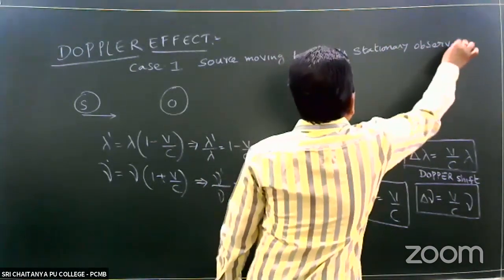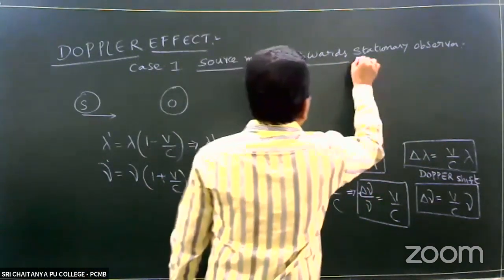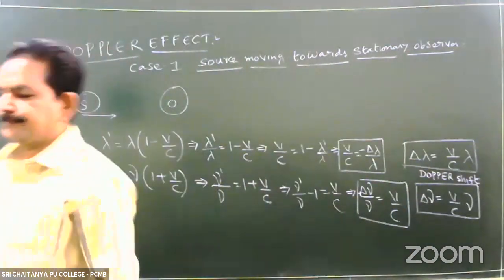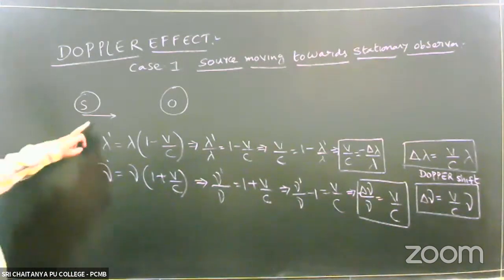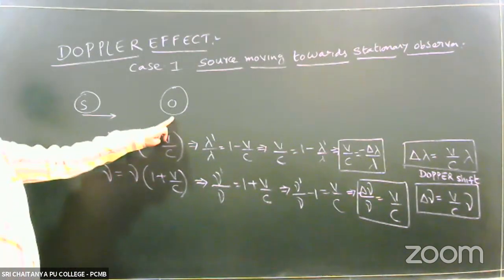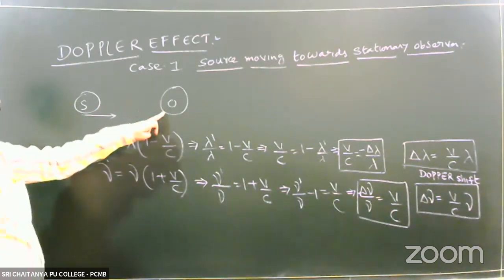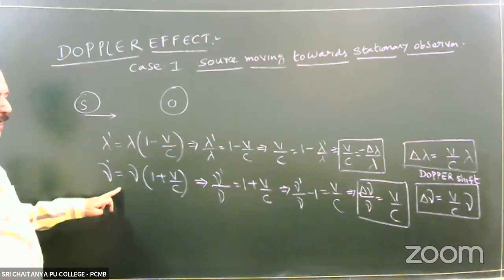The same formulas can be used. If the source is at rest, the observer is moving towards the source. Same formulas for competitive examinations. Source, observer: the source is moving towards the observer. Lambda dash decreases, nu dash increases more than the actual frequency.